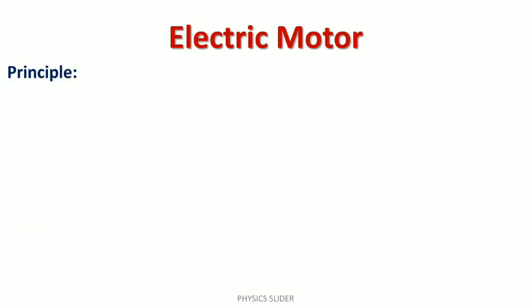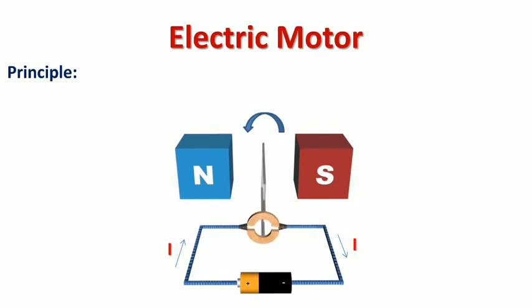Now let's move to the principle on which the electric motor is based. What is this principle? Let's discuss. Watch here. Here you can see a rectangular coil is placed between two opposite poles of a magnet, and this rectangular coil is carrying a current I, which is supplied with the help of an electric cell.